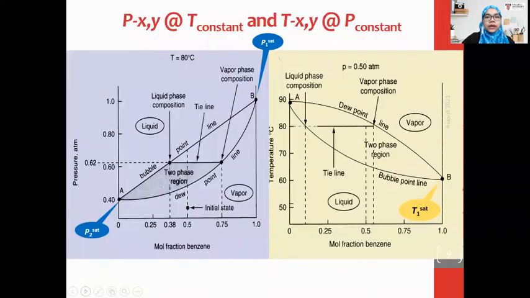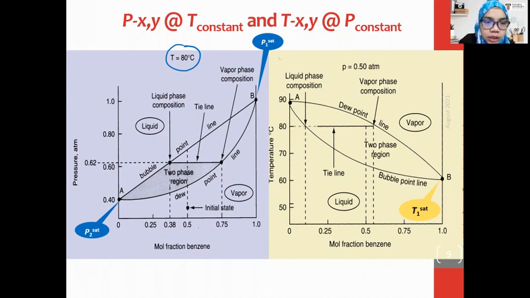So we explain the diagram here. We have pressure versus composition. Our component is benzene, and we also have temperature versus composition, and we have benzene as well. Let's take a look at the pressure versus composition. We have a fixed temperature at 680 degrees Celsius.